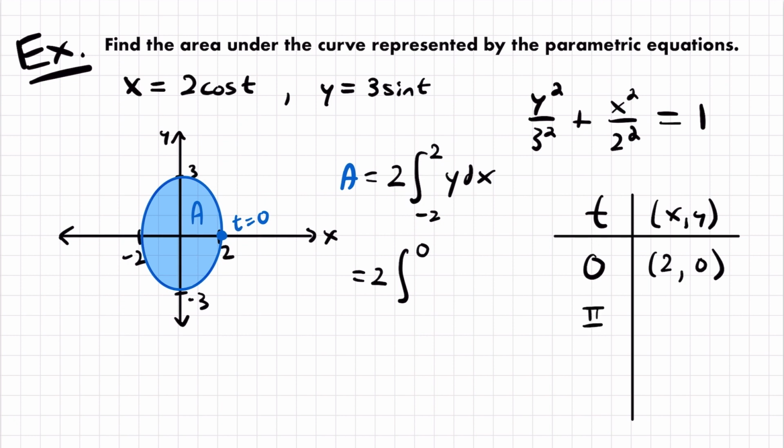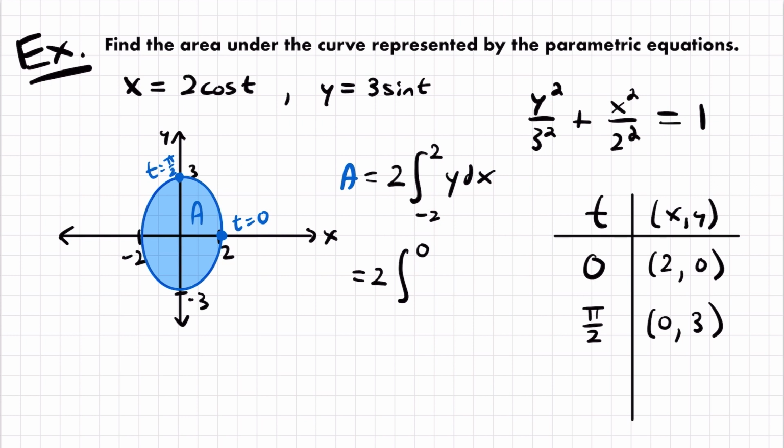Let's look at t equals pi divided by 2. When t equals pi divided by 2, we'll have 2 times cosine of pi divided by 2. And cosine of pi divided by 2 is 0. So we have 0 times 2, which is 0. So our x-coordinate will be 0. And then our y-coordinate will have 3 times sine of pi divided by 2. And sine of pi divided by 2 is 1. So I have 1 times 3, which is 3. So our y-coordinate will be 3. All right, so when t equals pi divided by 2, we'll be at the point (0, 3). And so I'll plot that point. That is when t equals pi divided by 2.